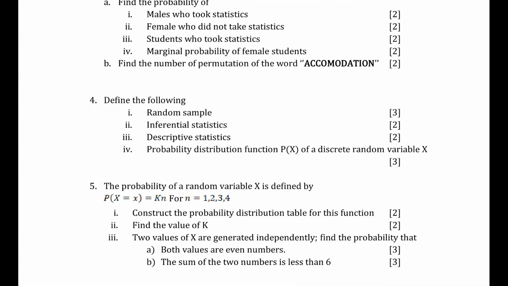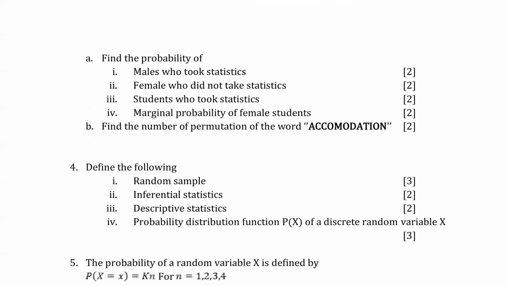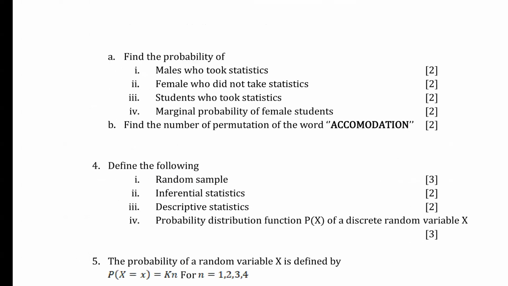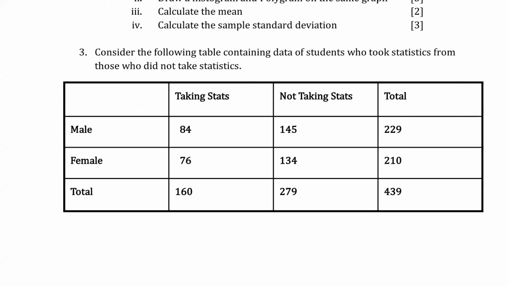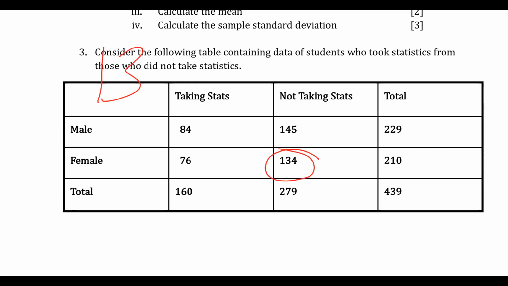Can you find the probability of female who did not take statistics? So you come to the total number of female who did not take statistics. Female that did not take statistics are 134. Divide that by the total frequency. Okay, total number of students, how many there are? There are 439.